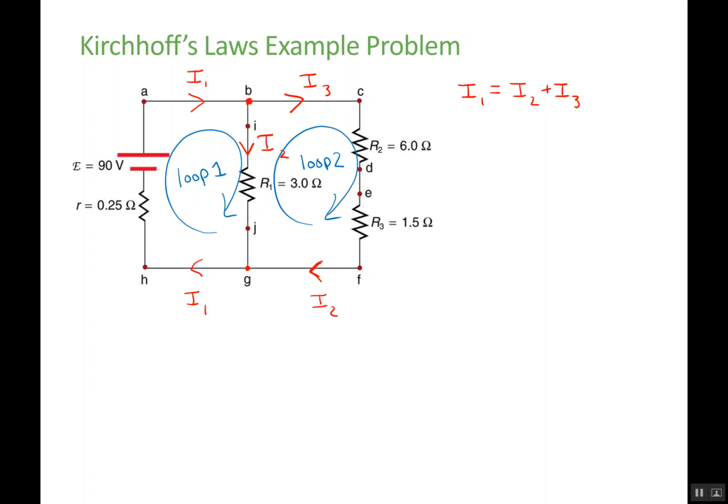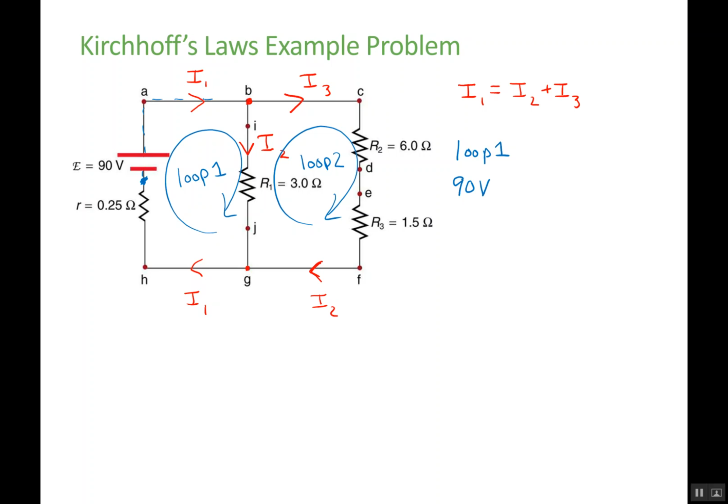All right, so I'm going to start with loop 1, right before the battery, and go around this loop clockwise. The first thing I cross is the battery, and I cross it from negative to positive, so the voltage is going to increase. The voltage change crossing the 90-volt battery going from negative to positive is plus 90 volts. Okay, so I've crossed the battery.